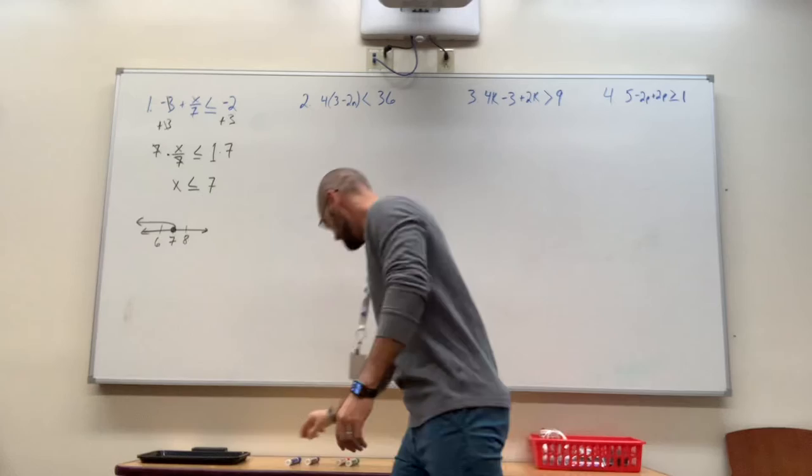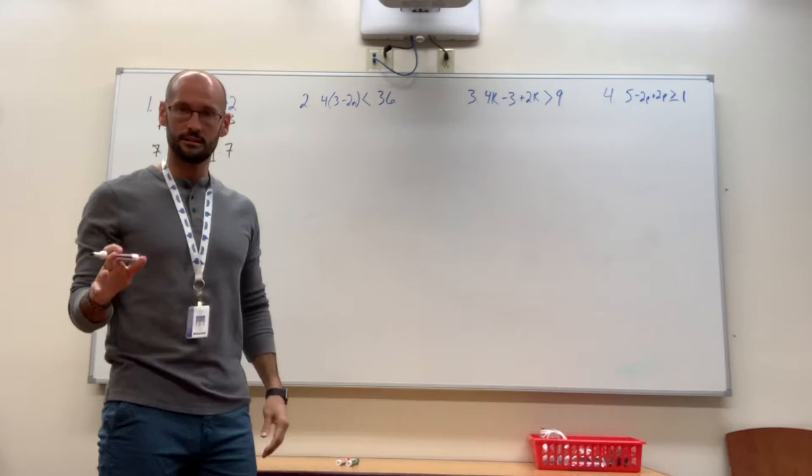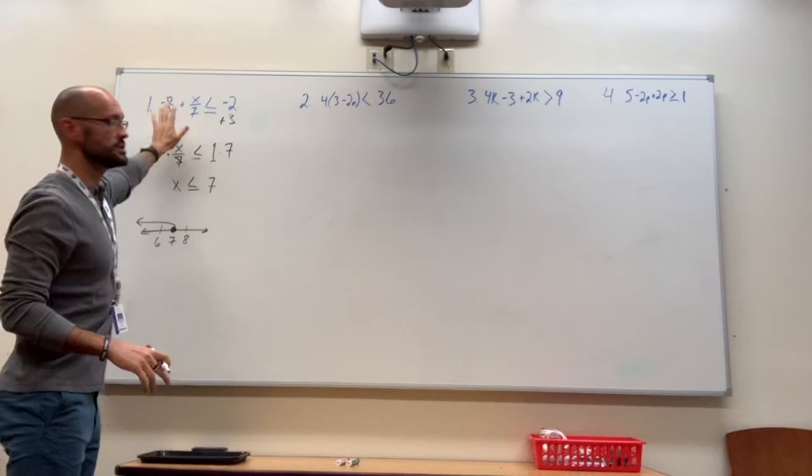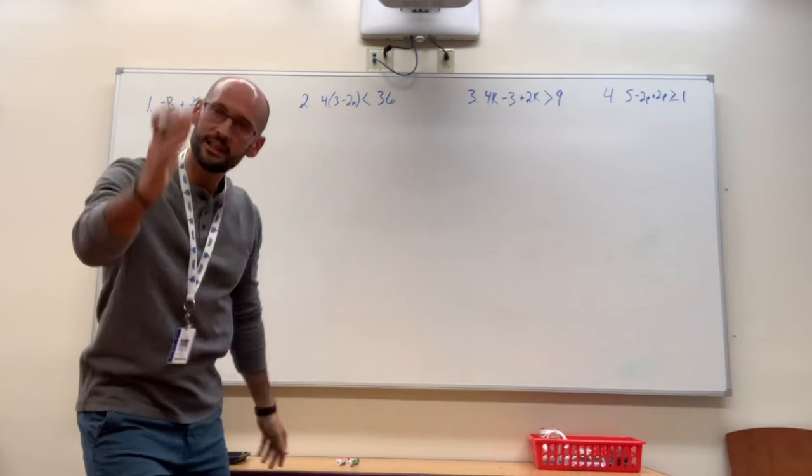Purple, because I'm fancy. Here we go. Simplify each side before you start doing anything, right? Simplify each side. This side is not simplified, okay? In number one, everything was already simplified. We're going to start moving things. What do we do first in number two? This is going to get awkward if you don't say something. Thank you. You distribute the 4.